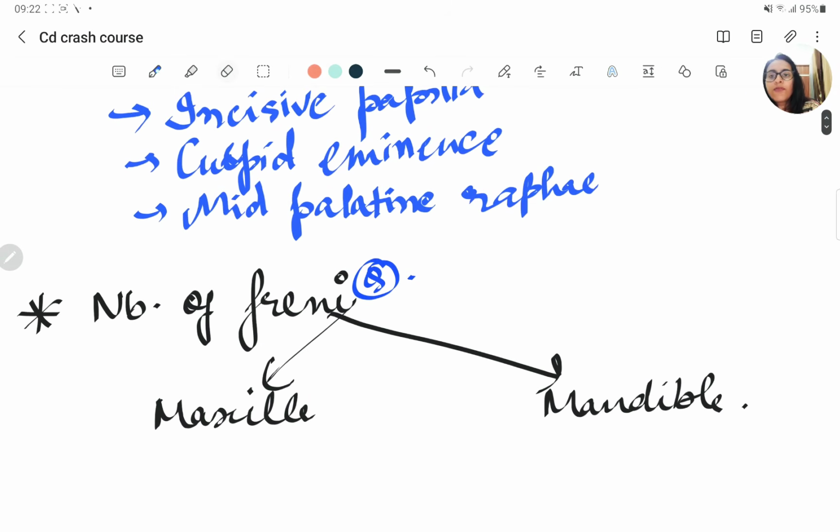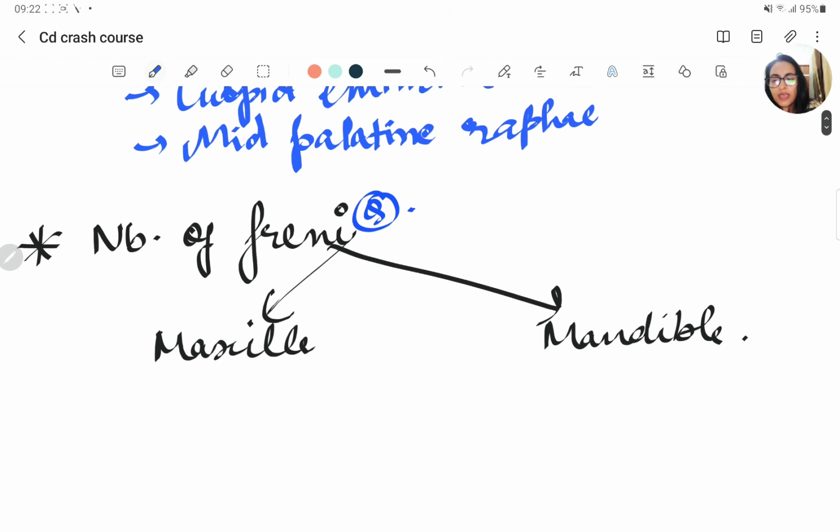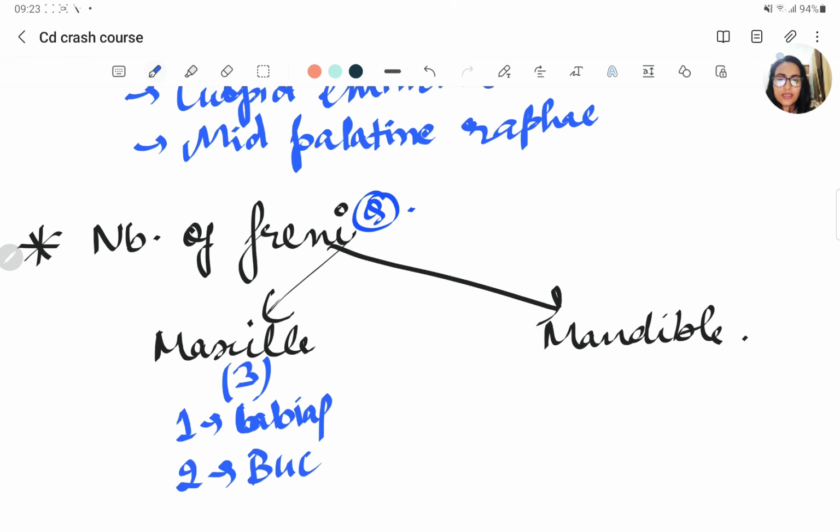Now, the number of frenum that are present in the maxilla. We have a total of 3 frenum in the maxilla. So 1 is the labial frenum. And on either side we have buccal frenum, 1 on each side. So that makes it 2 buccal frenum.